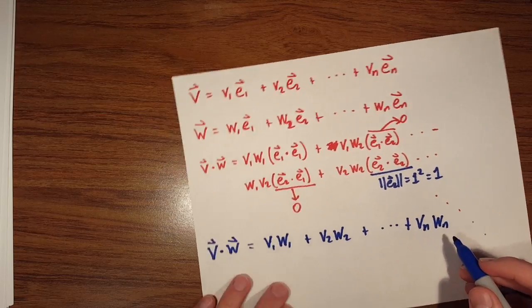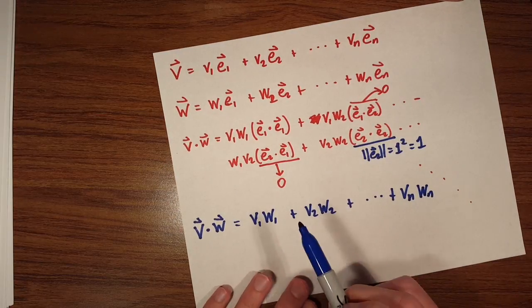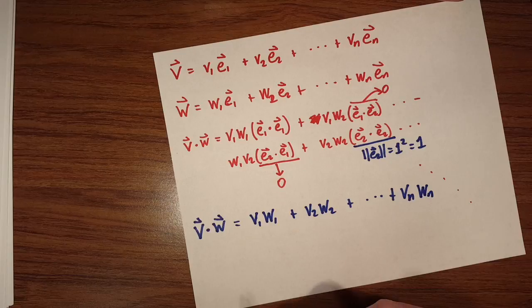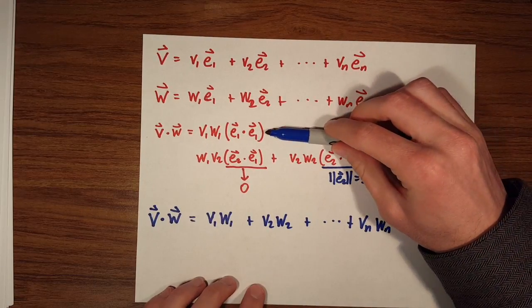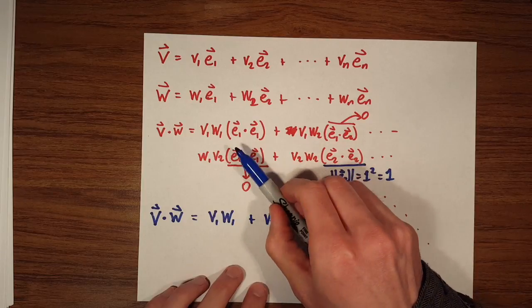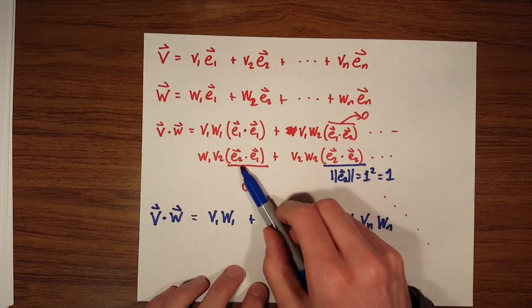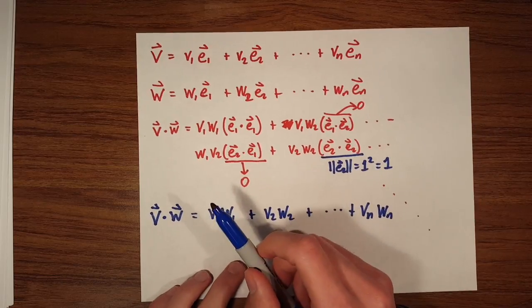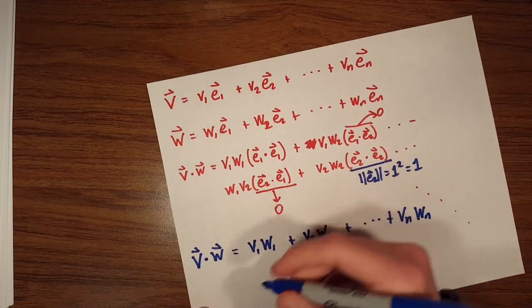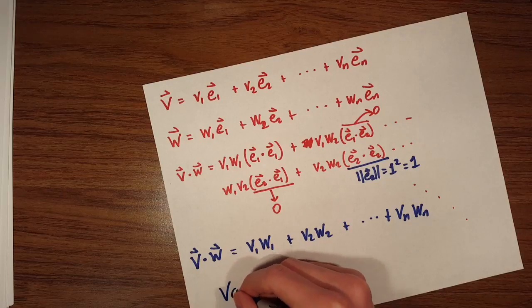Okay, this is a simple formula, and this is one of the reasons that working in an orthonormal basis is desirable, because if I weren't in an orthonormal basis, then I'd have to keep track of what the magnitudes of all the basis vectors were and the dot products between them in order to compute the dot product.